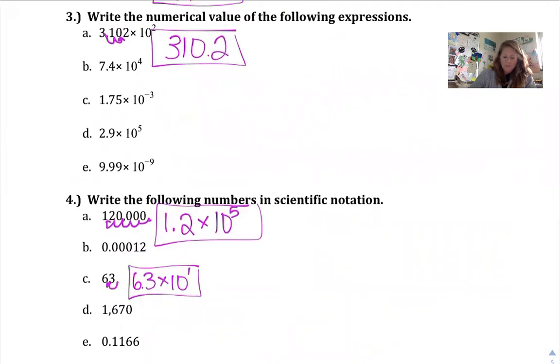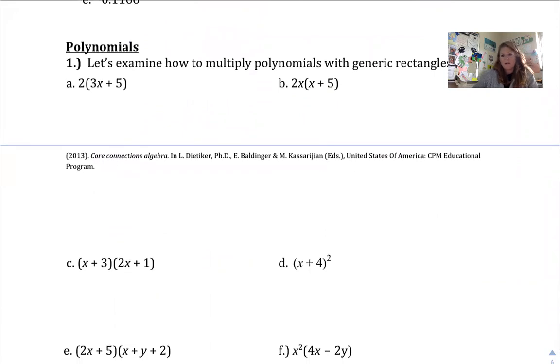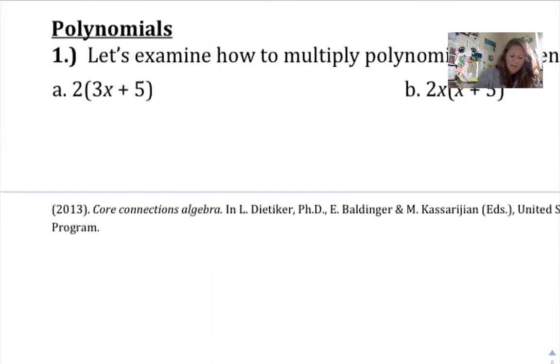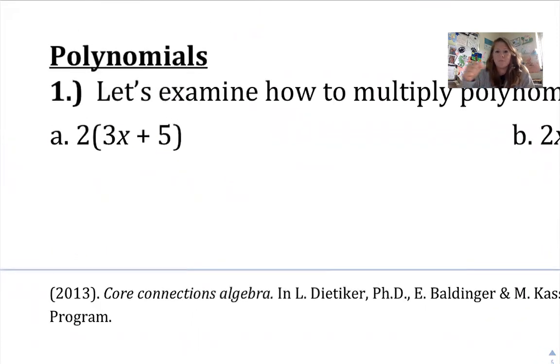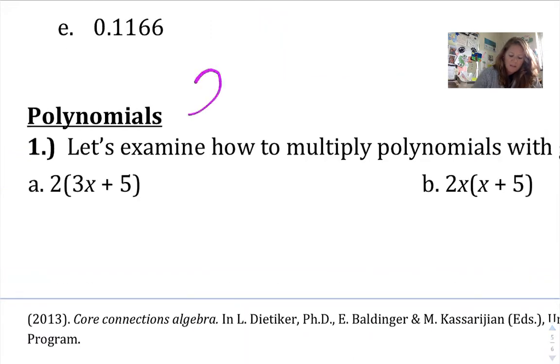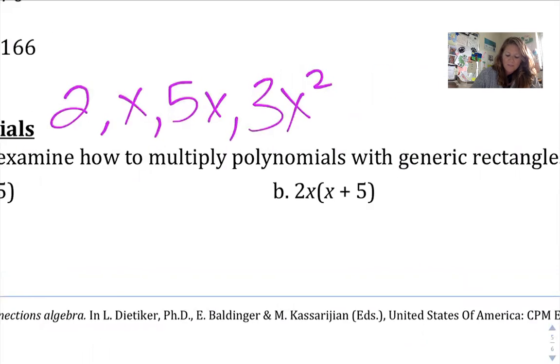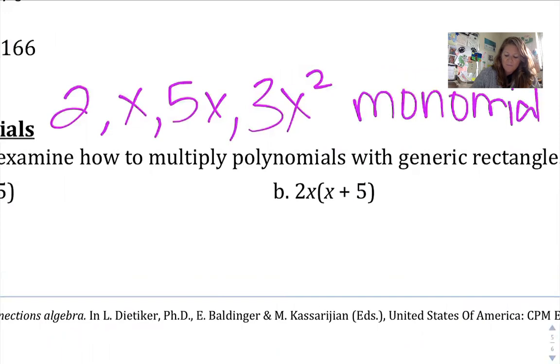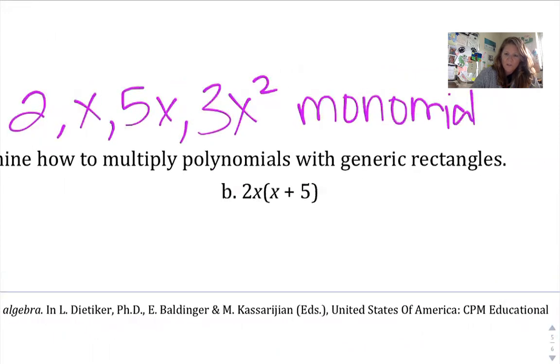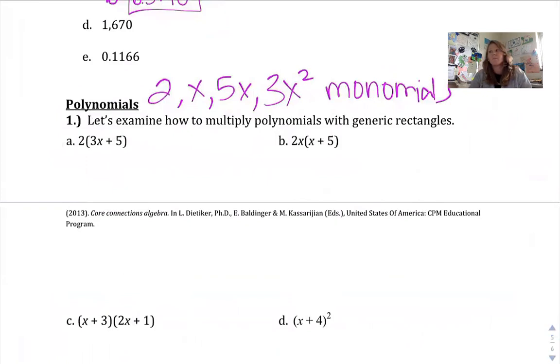We talked about scientific notation. So we are going to take a look at polynomials. So first of all, you might be thinking, what the heck is a polynomial? Well, a polynomial is many monomials. A monomial could be 2, it could be x, it could be 5x, it could be 3x squared. All of these are examples of monomials. Mono means one, so you're just talking about one term. Poly means many, so we're going to have more than one term.